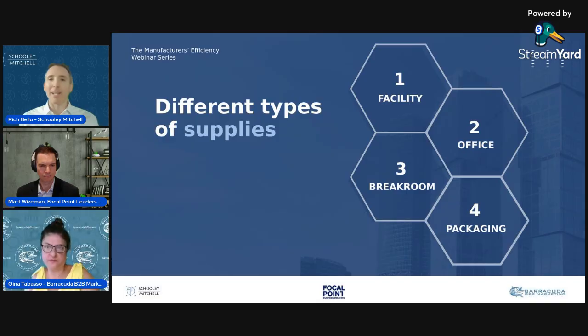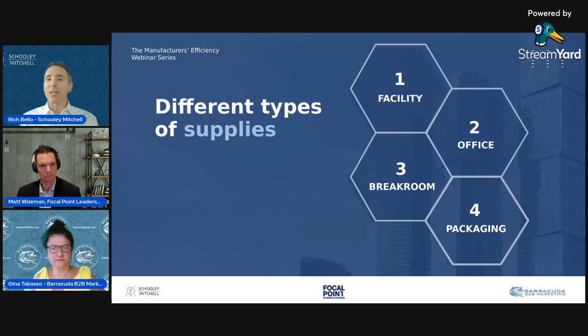With Schooley Mitchell, we identify facility supplies in 4 different categories. One being facility itself. And what that really entails are your cleaning supplies, single-use paper products like toilet paper and paper towels, personal hygiene products like soap and soap dispensers, and waste and odor products like scents and garbage bags, things of that nature, personal protective equipment as well. Floor mats. So lots of things that you would see around in a facility.